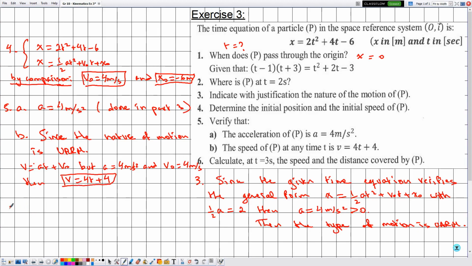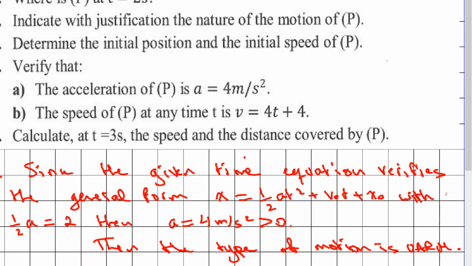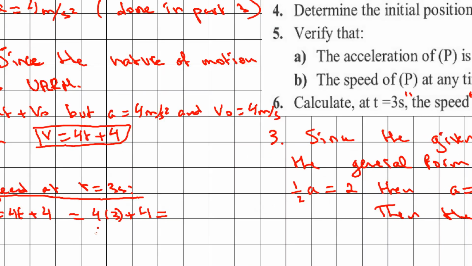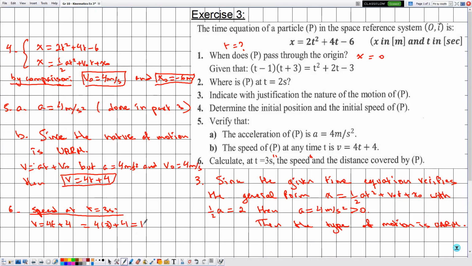Now as for number 6, calculate at t is equal to 3 the speed and the distance covered by p. So let's start with the speed. At t is equal to 3 seconds, we need to calculate the speed knowing that we have time, so we refer to this equation. Now replacing the value of t by 3 and plugging this expression into the calculator, we have that the speed at the instant t equal to 3 is given by 16 meters per second. So v is equal to 16 meters per second.